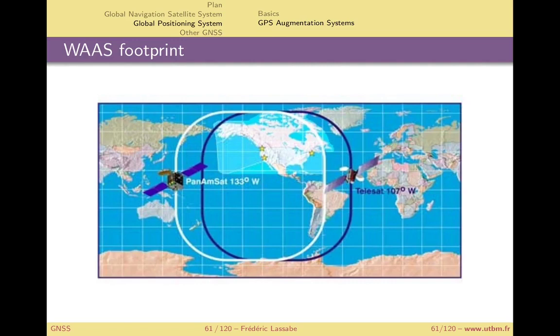So this is the footprint, so it covers North America, which is the target of the system. Although it covers a part of South America, its corrections cannot be used there because the corrections are only gathered here in the target footprint by the monitoring station.